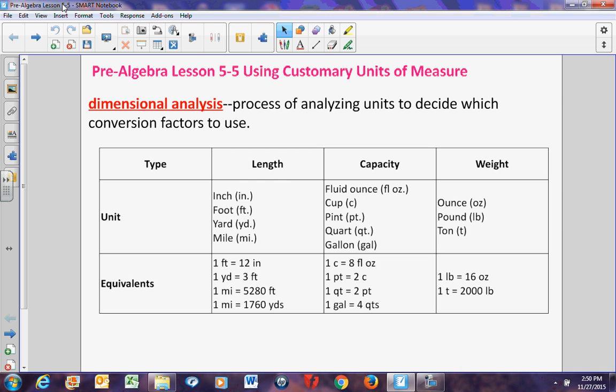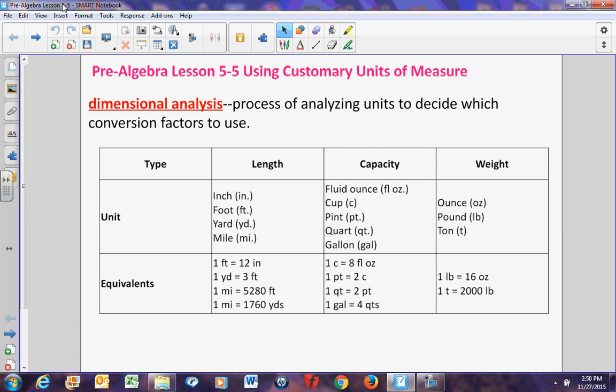For capacity, capacity is like a drinking glass, a bottle of water, how much your bowl of soup will hold. Okay? That's capacity. We use the fluid ounce. Okay? We use the cup, the pint, the quart, and the gallon. There are 8 fluid ounces in a cup. There are 2 cups in 1 pint. There are 2 pints in 1 quart. And there are 4 quarts in 1 gallon.